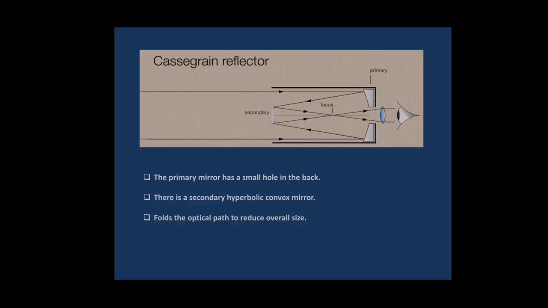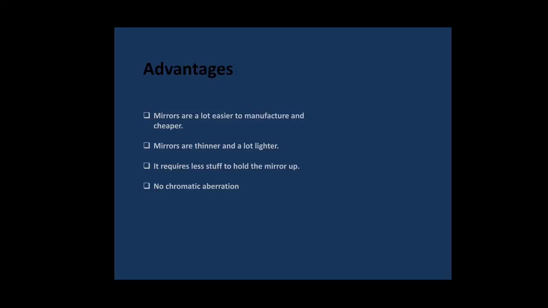a more compact telescope. Now some of the advantages of reflecting telescopes over refracting telescopes are: mirrors are a lot easier to manufacture and therefore cheaper than lenses. Mirrors are a lot thinner and lighter than lenses, so it requires less stuff to hold the mirror up. And also there is no chromatic aberration in the case of reflecting telescopes.